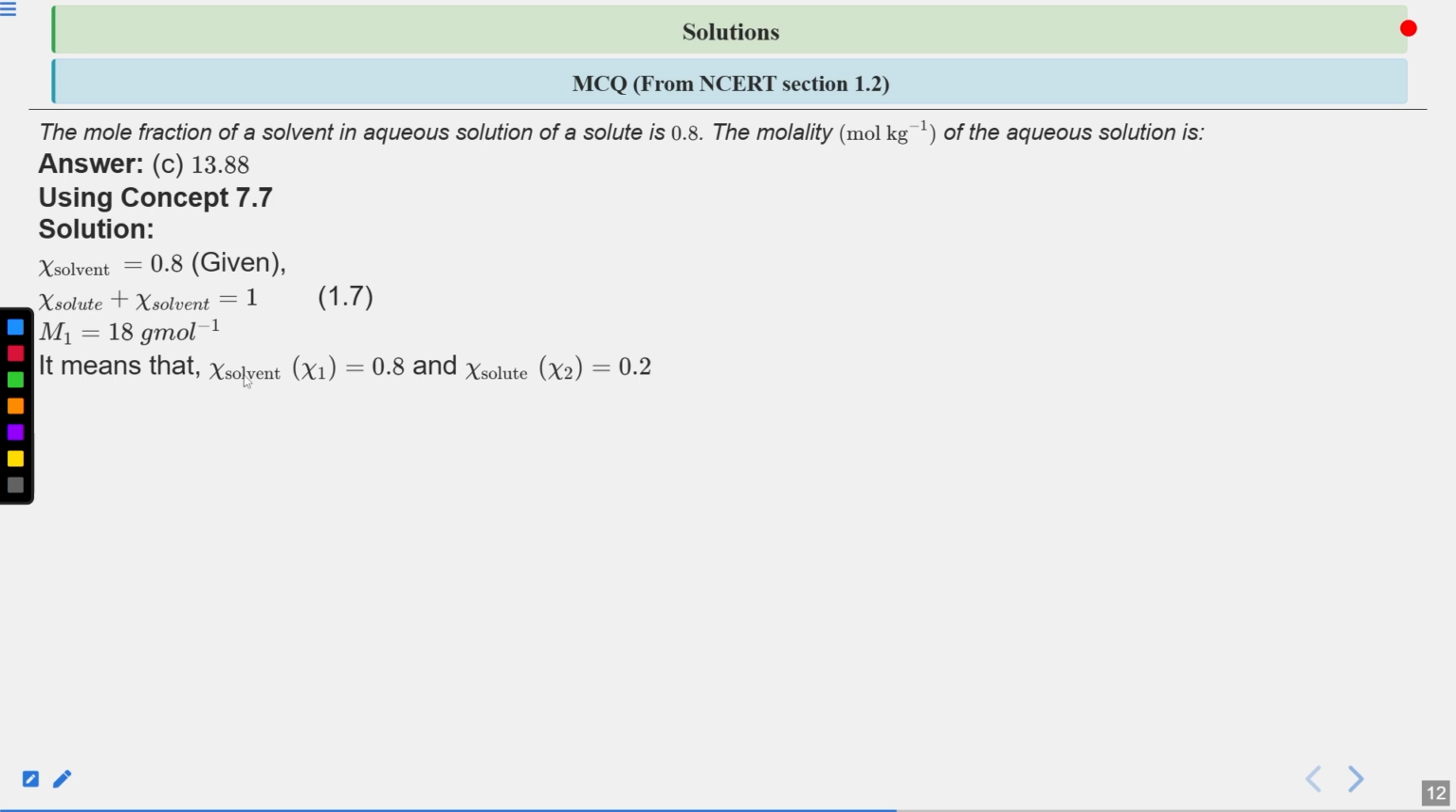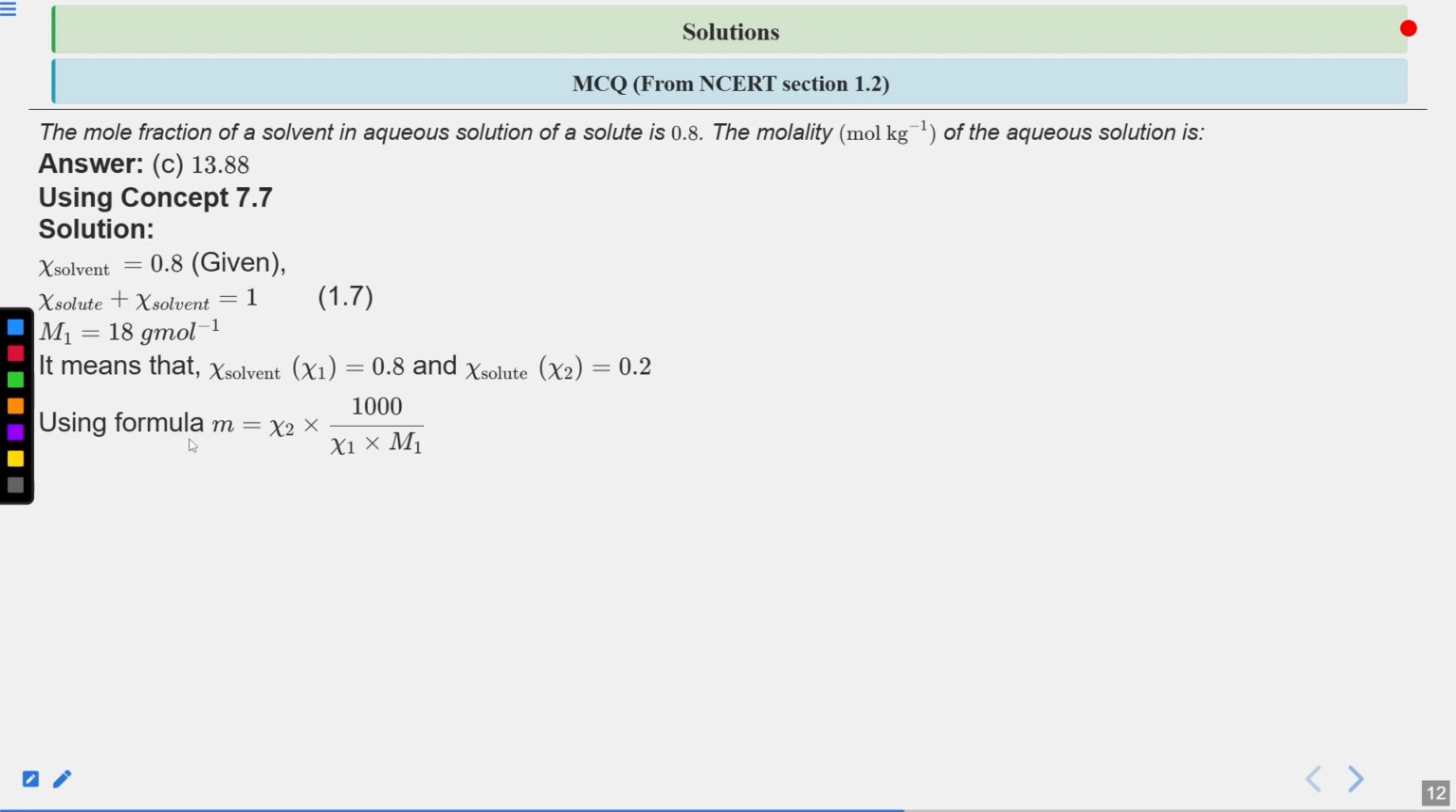Now, we have the mole fraction of the solvent as 0.8. So by using equation 1.7, the mole fraction of solute, that is Chi2, will be 0.2. You just have to take the mole fraction of solvent to the right-hand side, and the sign will change from positive to negative. So 1 minus 0.8 is 0.2. That means the mole fraction of solute will be 0.2.